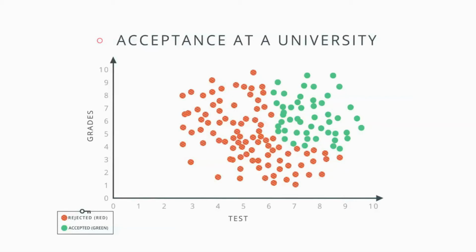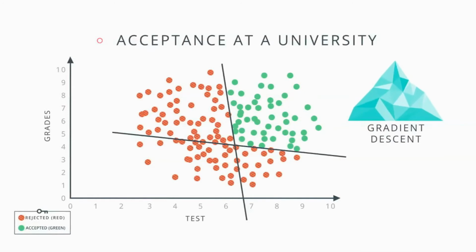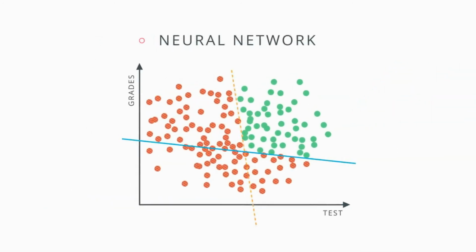What's the next thing after a line? Maybe a circle? A circle could work. Maybe 2 lines? That could work too. Let's go with that. Let's go with 2 lines. And how do we find these 2 lines? Again, we can do it using gradient descent to minimize a similar log loss function as before. This is called a neural network. Now the question is, why is this called a neural network?